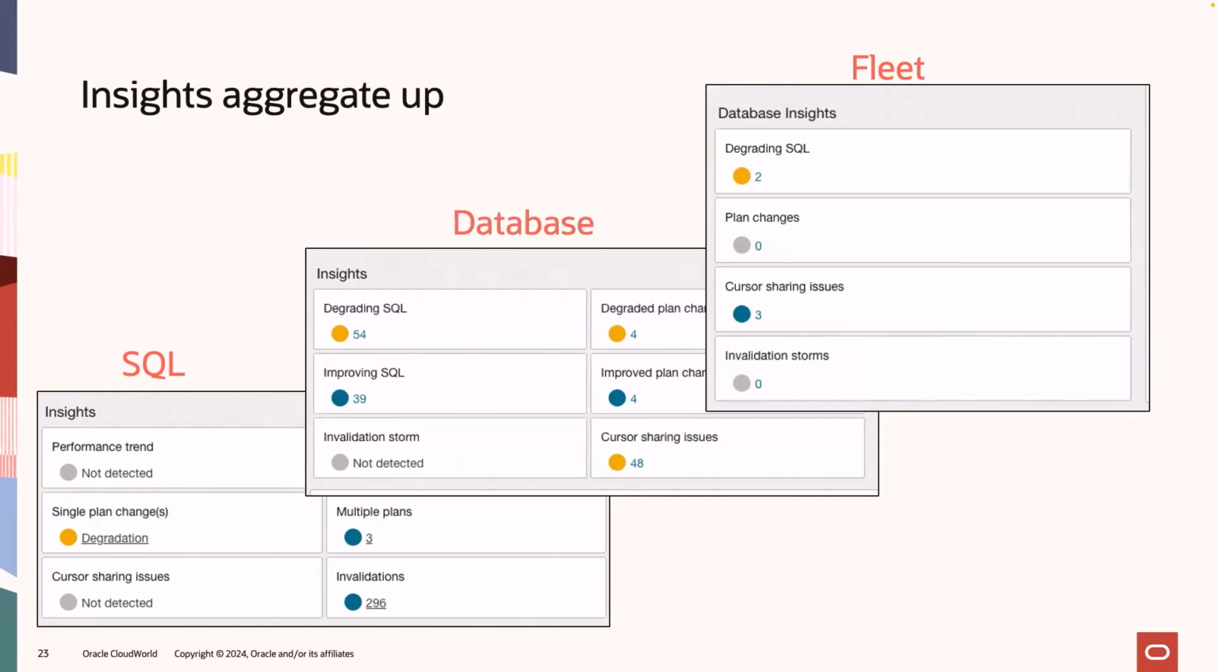So at the SQL level, we're telling you whether the insight was true. At the database level, we're generally telling you how many SQLs had the insight, right? And at the fleet level, we're saying, well, how many databases were suffering or having this insight. So insights aggregate up. They start at SQL and they roll up to database. But the dashboards drill down.